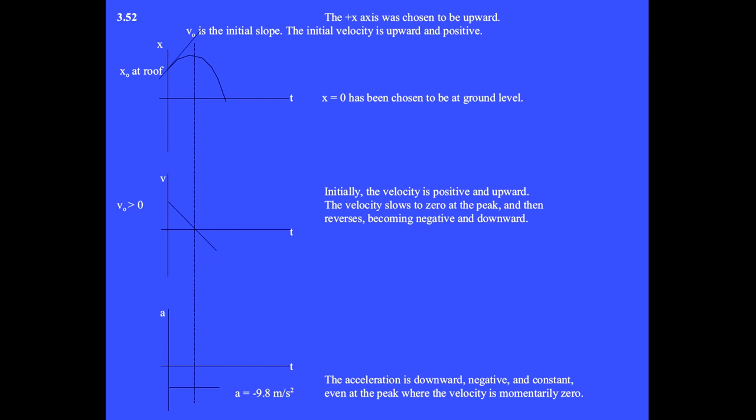From the moment the object was initially thrown upward, its velocity decreased by 9.8 meters per second with each passing second. But the acceleration never changed. It remained minus 9.8 meters per second squared throughout the motion, even at the peak when the object's velocity was momentarily zero.